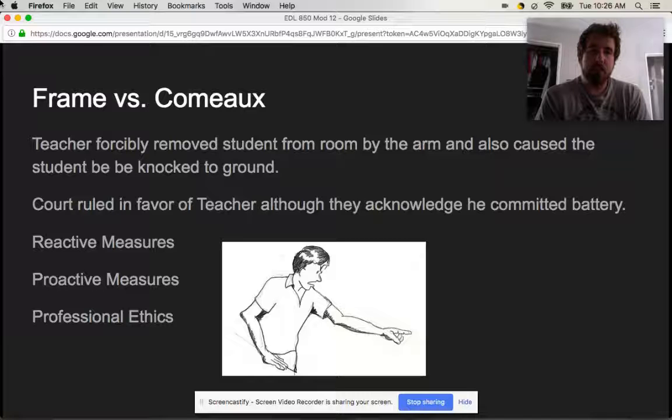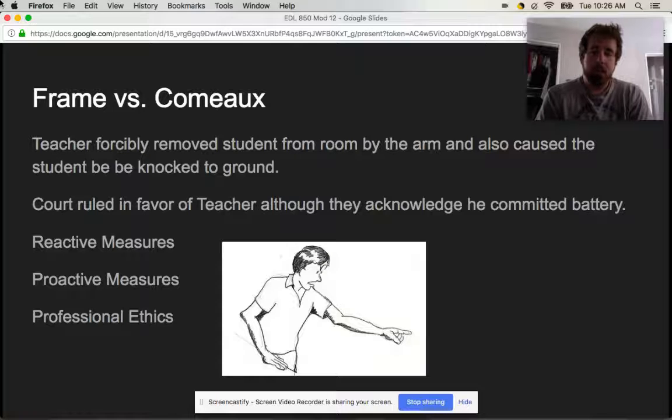The court ruled in favor of the teacher, even though they did acknowledge he committed battery. As far as reactive measures, things that would happen afterwards, I'm sure this teacher probably got put on some sort of contract or some way to monitor the teacher and their behavior. There might have been a meeting afterwards talking about the right ways to interact with students.